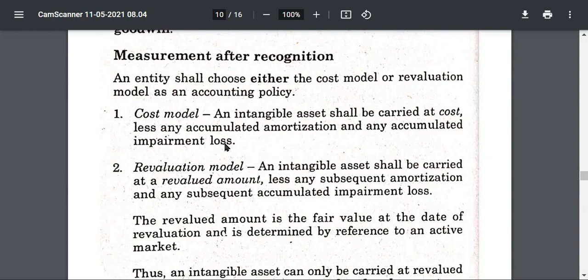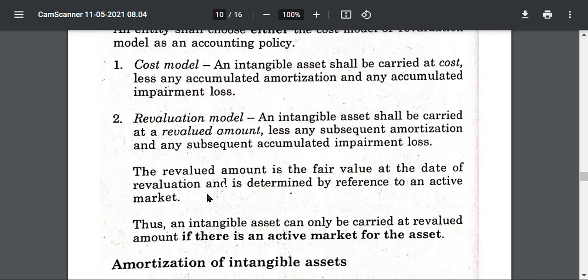So an entity shall choose either the cost model or revaluation model as an accounting policy. Initially, the intangible asset shall be measured at cost plus transaction price, depending on the mode of acquiring the intangible asset, whether it is initially purchased through separate acquisition, through an exchange, government grant, or as a result of a business combination, or by self-creation or generation. But regardless, after initial recognition, pwede gamitin ng entity si cost model or revaluation model. So the same cost model and revaluation model na we learned in our discussions sa property, plant, and equipment.